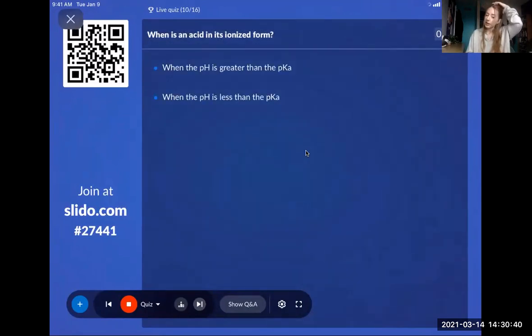Another conceptual question. When is an acid in its ionized form? What does ionized mean? It just means when it has a negative or positive charge, whenever it's charged, right? So when is an acid in its ionized form with respect to the pKa?